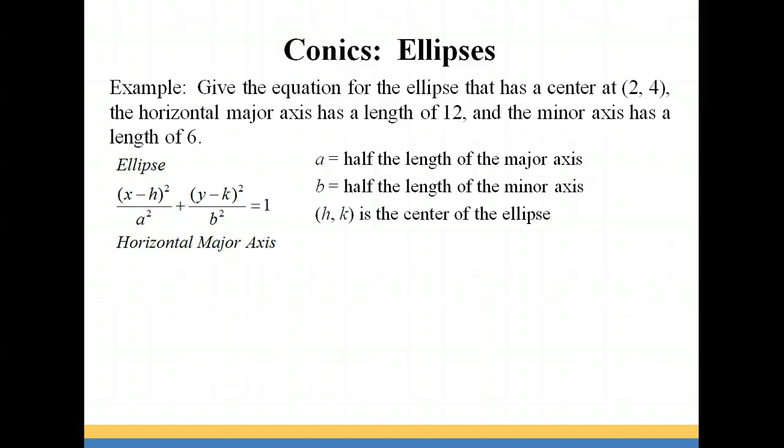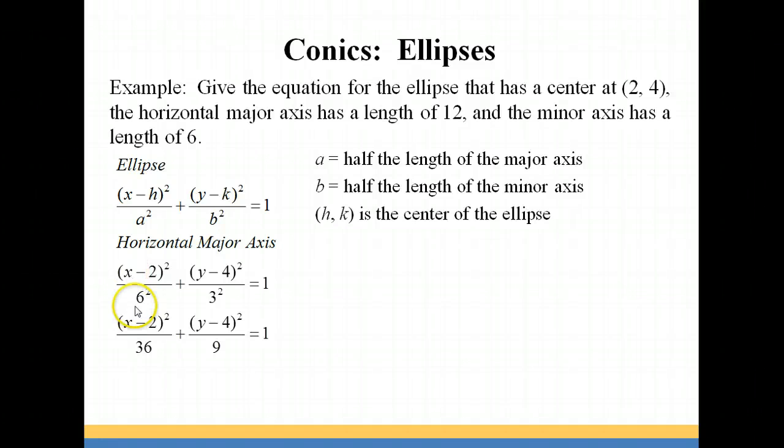Okay, we want to give an equation for an ellipse that has a center at (2, 4). It has a horizontal major axis, and that length is 12. And it has a minor axis with a length of 6. Remember that a is going to be half the length of the major axis, and b is half the length of the minor axis. So when we're plugging into our equation, we need our center, which is at (2, 4). That's going to give us our h and k values. And then we also need our a and b values. Since our major axis has a length of 12, a is half of that, or 6, and b is half of 6, which is 3. So we get this equation here, and we're just going to square the denominators.